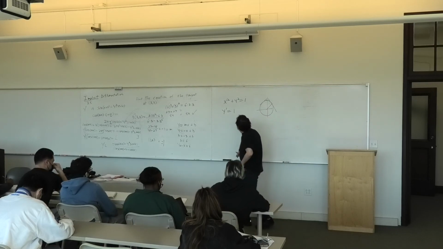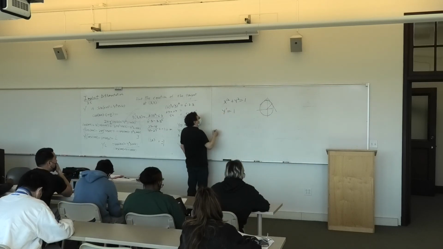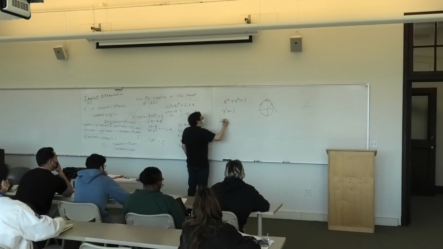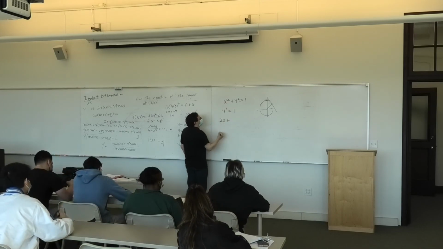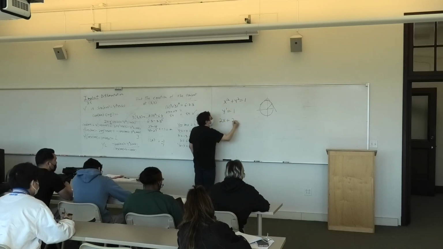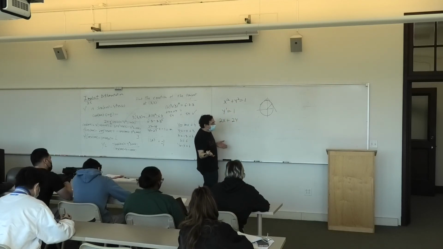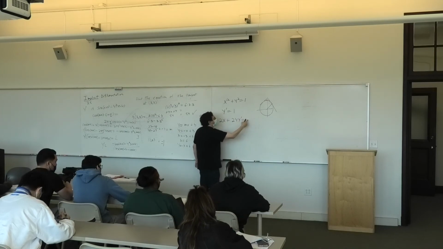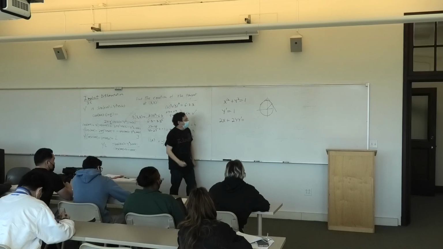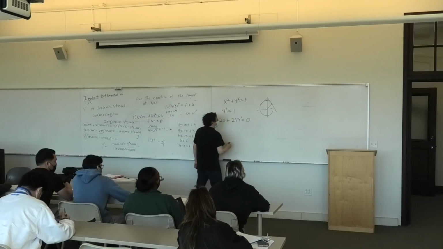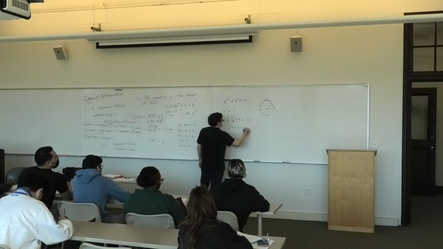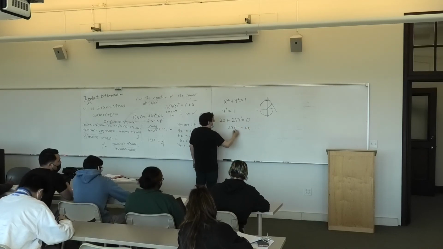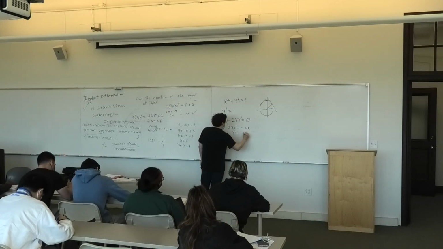All right, let's try this. 2x, 2y times y prime equals, what's the derivative of 1? 0. Okay, so 2y, y prime equals negative 2x. So y prime equals negative 2x over 2y, or negative x over y.